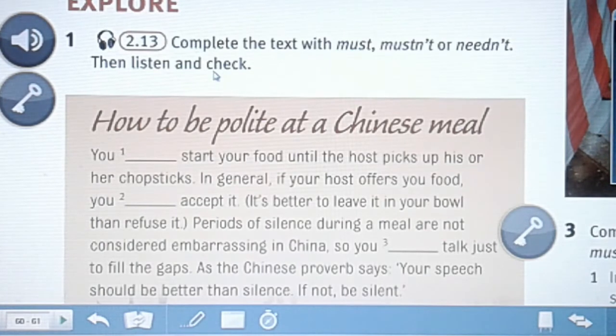So, I suggest you to pause this video for a while and fill in those blanks by using must, mustn't, or needn't. After that, you can play this video again and you can listen to the audio of the text and check your answers. So, please pause this video.